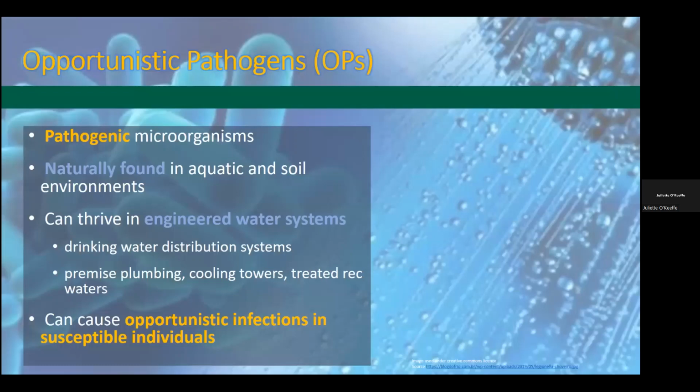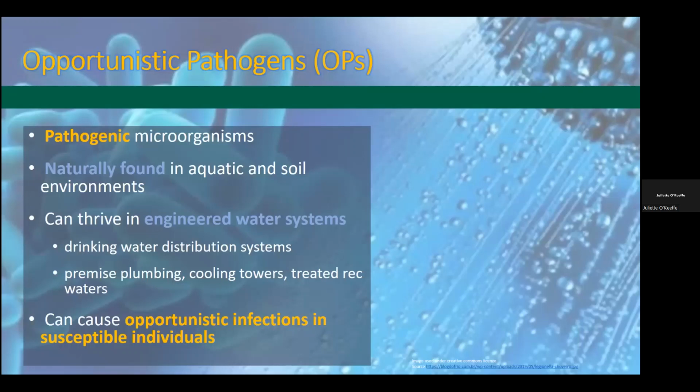Just as an overview, opportunistic pathogens, what are they? Often you see them referred to as OPPPs, opportunistic premise plumbing pathogens, or other types of terms, but they're not always just in premise plumbing, so we chose to just call them opportunistic pathogens. They're pathogenic microorganisms naturally found in the environment in aquatic and soil environments, but they really thrive in engineered water systems, such as distribution systems for drinking water, premise plumbing, cooling towers, treated recreational waters. And they cause opportunistic infections in susceptible individuals.